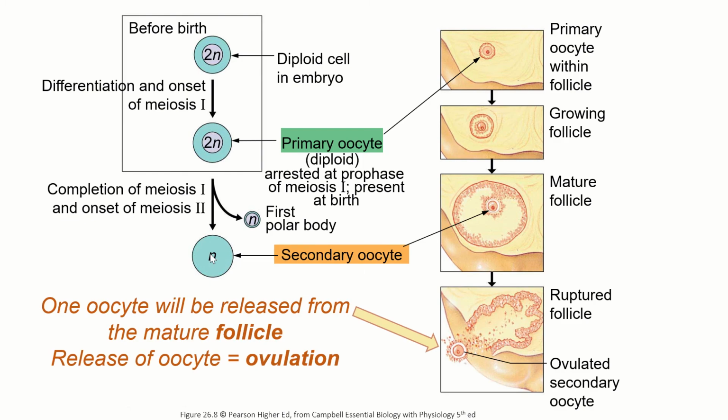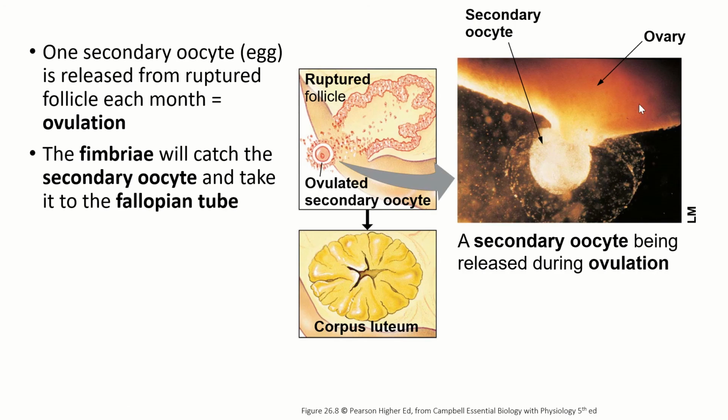The secondary oocyte is then going to finish meiosis, maybe. It is going to stay inside the follicle until the follicle is finished developing, and then it will be released from the mature follicle, and that process is called ovulation. The release of the oocyte from the follicle is ovulation. It's a secondary oocyte at that point. It started meiosis 2, but it hasn't finished meiosis 2. So this is what it looks like.